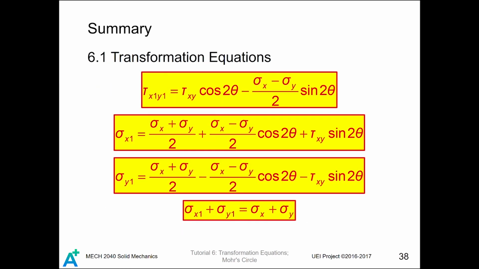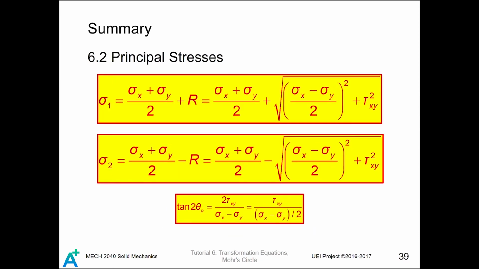Finally, let's do a summary. We introduced 3 transformation equations, as well as the relationship between the direct stresses: the direct stresses are conserved. Also, we talked about the principal stresses, sigma 1 and sigma 2. We observed that sigma 1 plus sigma 2 equals sigma x plus sigma y, which consequently equals sigma x1 plus sigma y1.